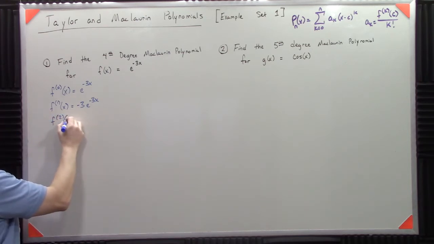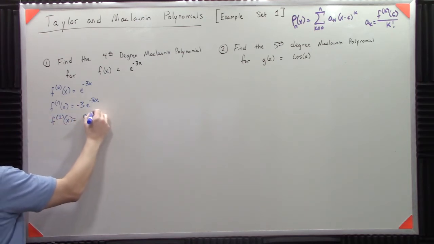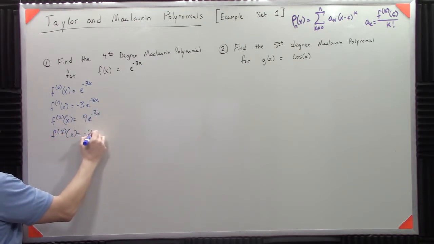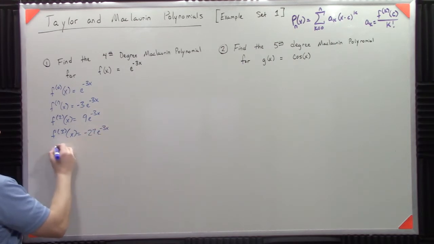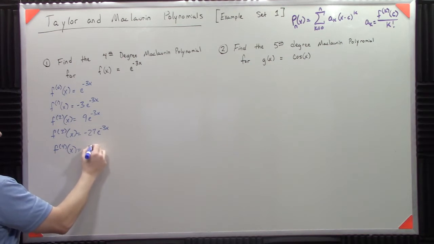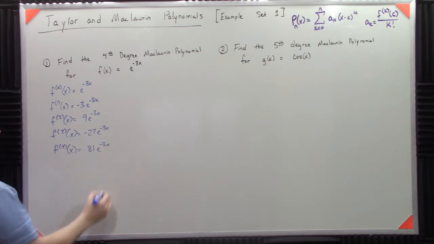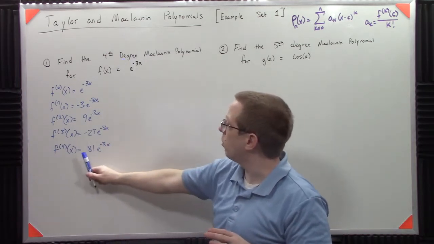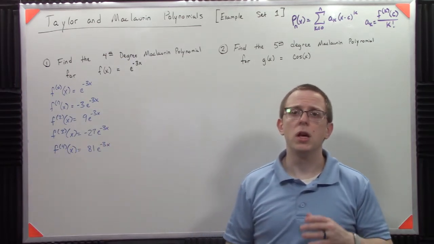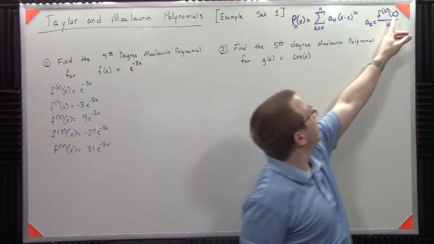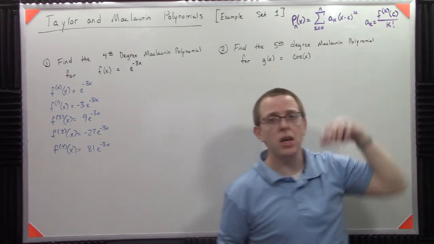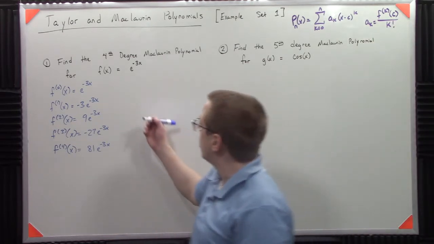The second derivative, the third derivative, and the fourth derivative. Since we're doing a fourth degree Maclaurin polynomial, we take up to 4 derivatives. However, we need to evaluate those at the center point. So we need to evaluate those at c. In this case, c is 0.